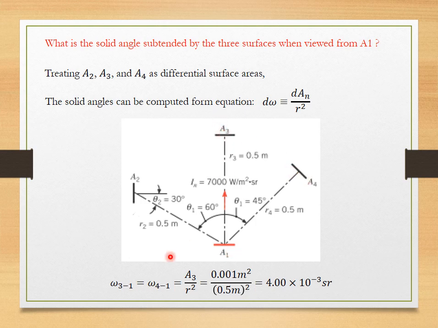But bear in mind, this one is only applicable for the case of 3 to 1 and 4 to 1, because these two pieces of information are normal to the surface A1. But for the case of A2, we need to do some sort of adjustment to ensure that it is normal. Then after that, we use this equation to get the final answer of the solid angle.